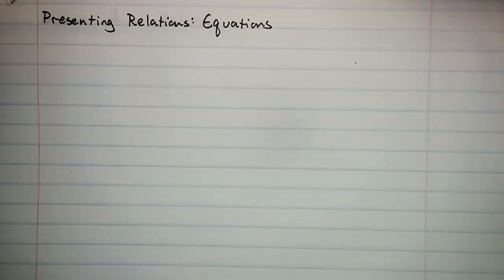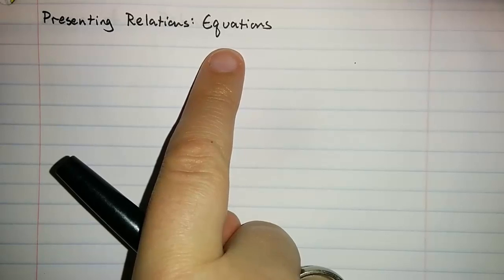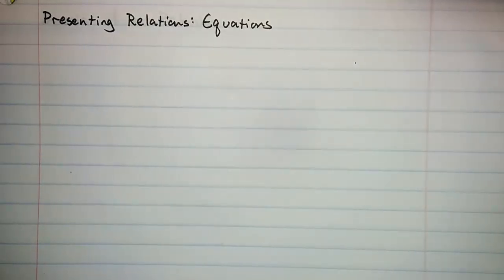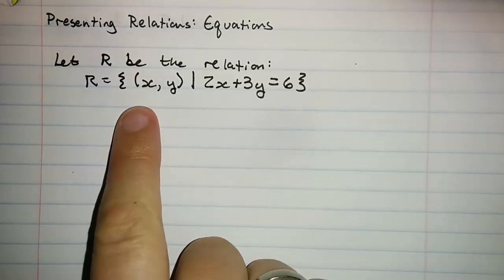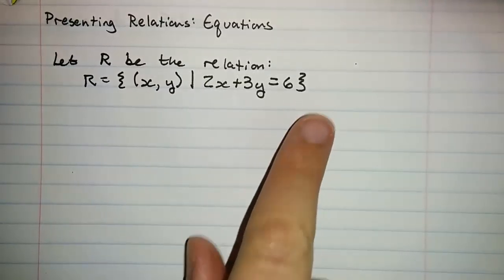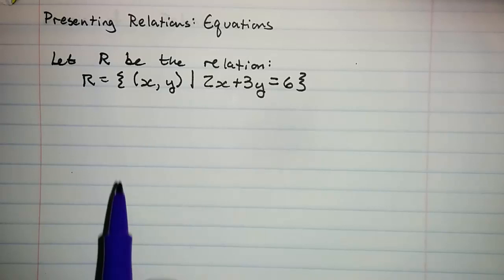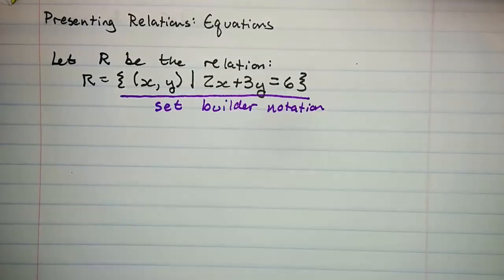Another common way to present a relation is with an equation in two variables. This is something that we saw in the last unit with lines and their graphs. We could, for example, consider the relation R consisting of all pairs xy, such that 2x plus 3y equals 6. Now I hope that this notation is something that you've seen before. This is called set builder notation, and we'll be seeing more of this shortly.